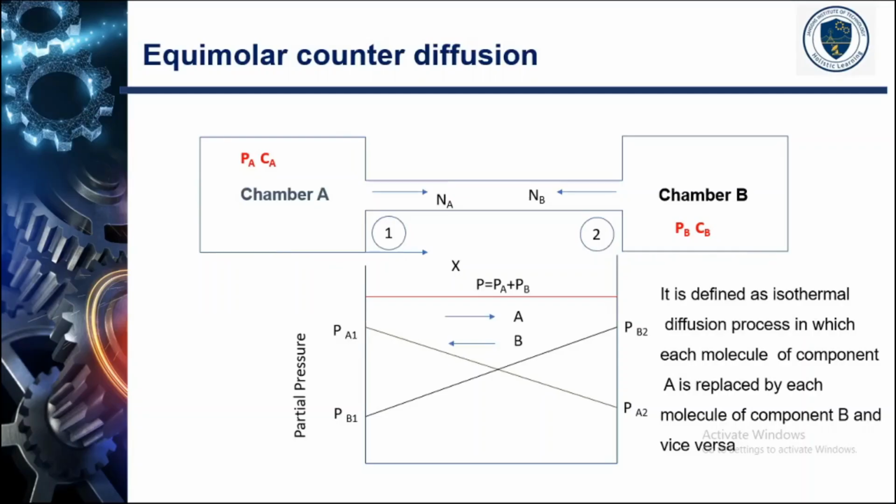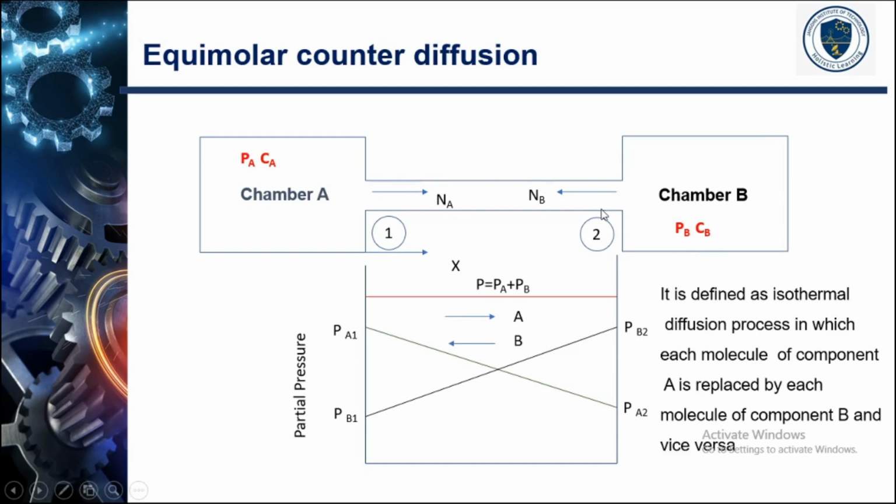Let's start. To explain the concept of equimolar counter diffusion, consider a chamber A. It is filled with species A. The pressure of this chamber is Pa and the molar concentration of species A is represented as Ca. Similarly, consider a chamber B. It is filled with species B and the pressure of the chamber is Pb and the molar concentration of the species is Cb. So now we connect these two chambers with the help of a pipe.